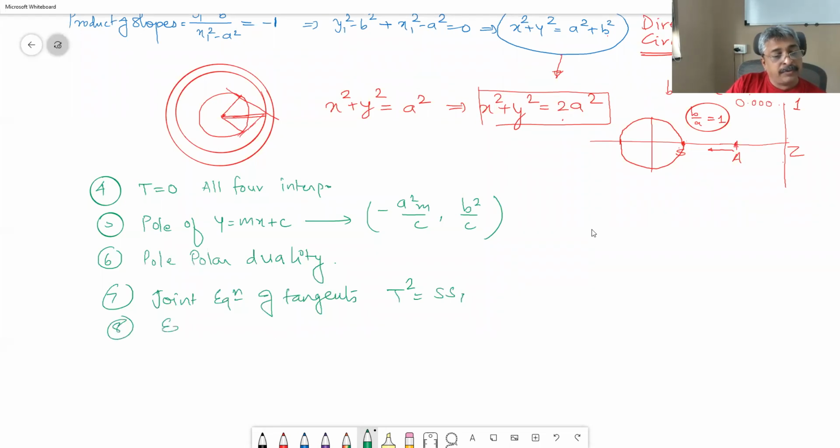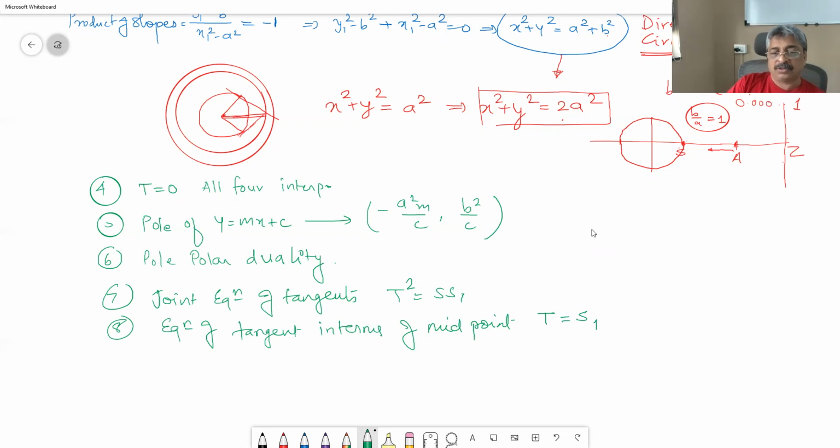8, equation of tangent in terms of midpoint, T is equal to S1. These are very common things.